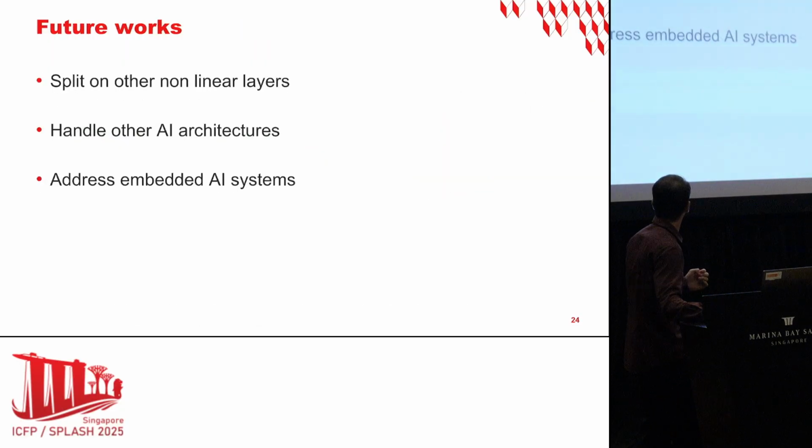So with all that, we still have many things to do on PyRAT. I just showed you that we are splitting on ReLU, but we are not yet able to split on other nonlinear layers, such as sigmoid functions. There is also an ongoing effort to handle other AI architectures such as transformers and RNNs. And we are also trying to address embedded AI systems with our work on edge platforms, meaning that we are trying to better handle integer and floating-point operations.